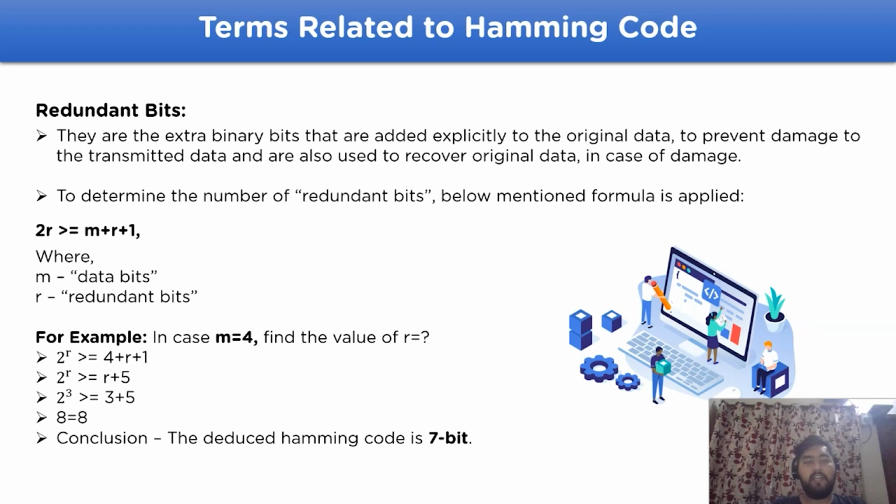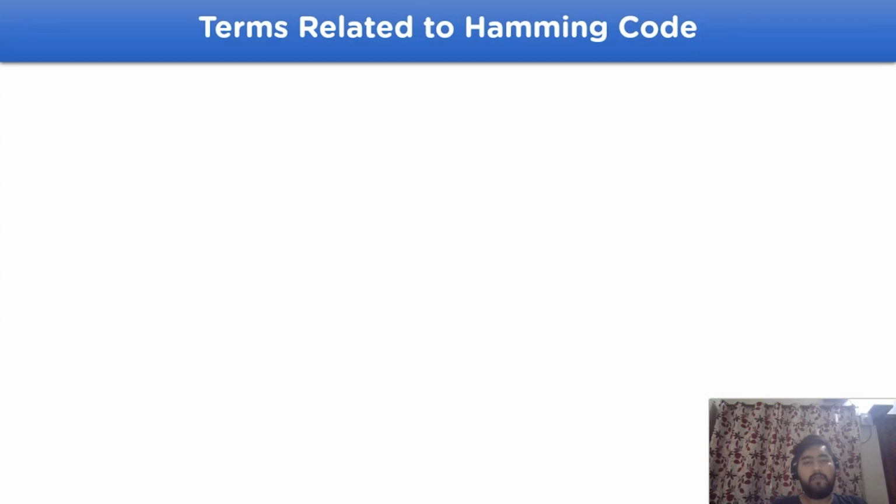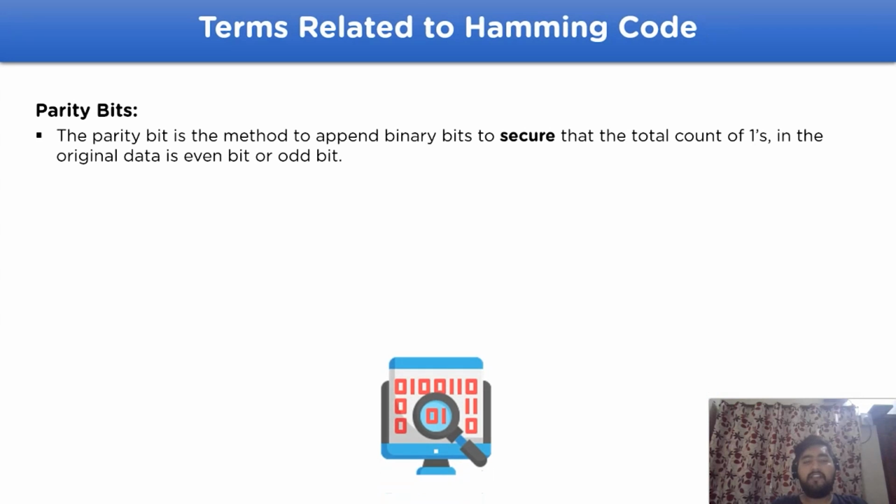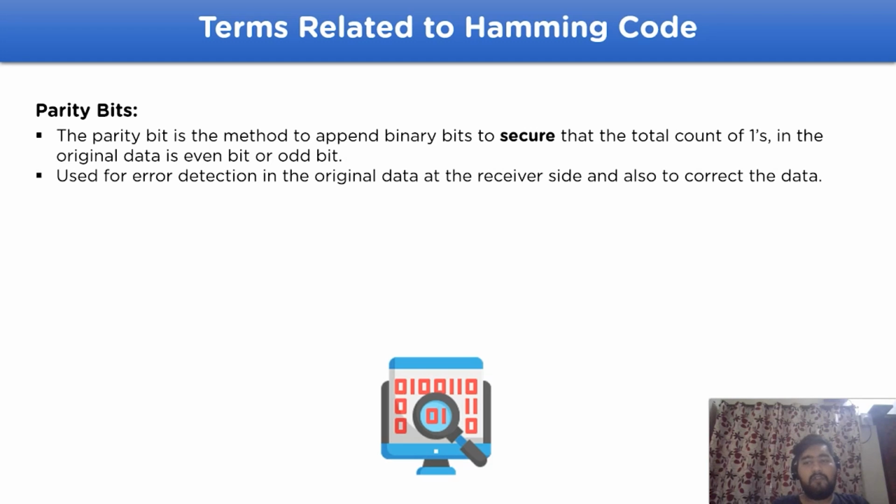Now let's move on to the next term related to Hamming code, that is parity bits. The parity bit is a method to append binary bits to ensure that the total number of counts of 1 in the original data is either an even number or an odd number. Let's take a look, why do we exactly use parity bits? They are used to detect error in the original data which occurs during the transmission of data. Through this method, we can detect the error at the receiver end and also correct it.